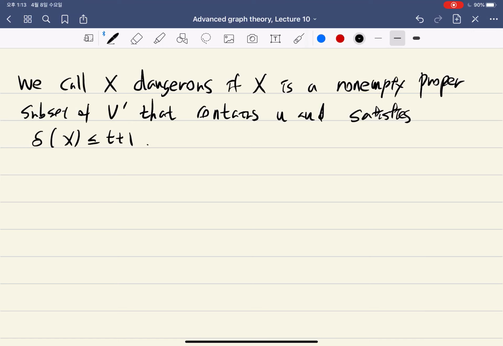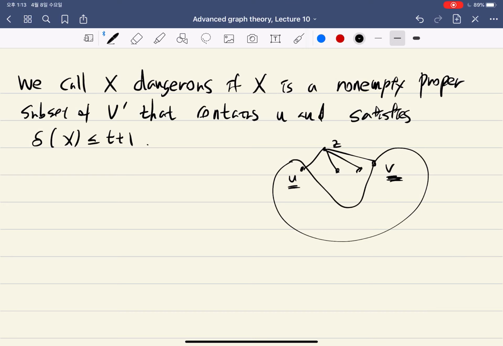In this case, so now recall our goal. Our goal is, when we have U and G, and among the neighbors, we want to find the V. So V is not fixed. U is fixed, but V is still our hypothetical choice. We want to choose such a thing so that there is no X which contains both of them and satisfies this. So what we want to find is the vertex V which does not belong to any dangerous set. So that's exactly what we want to find.